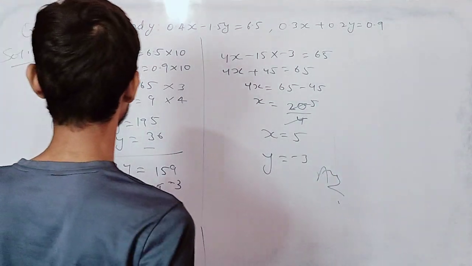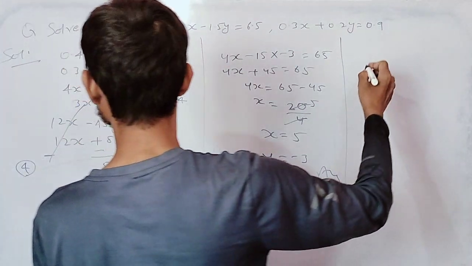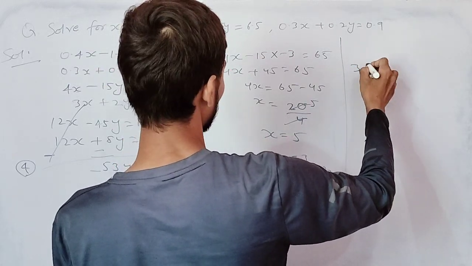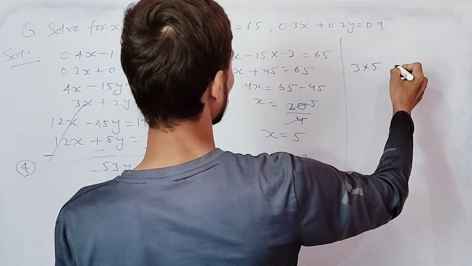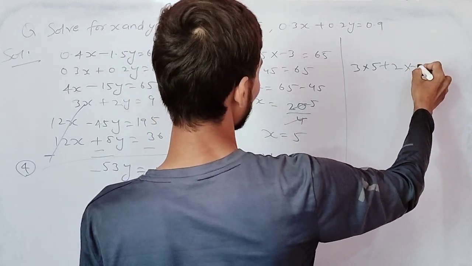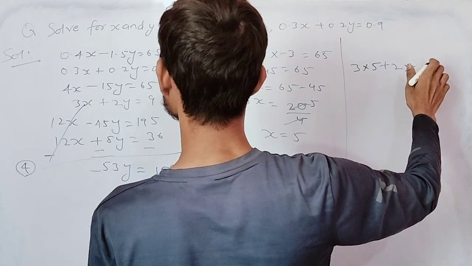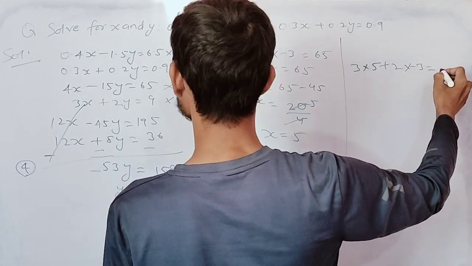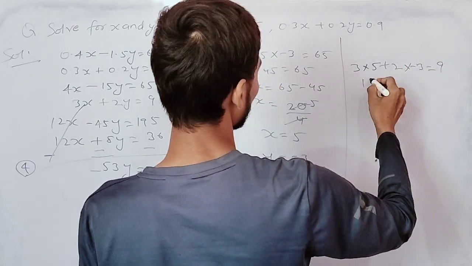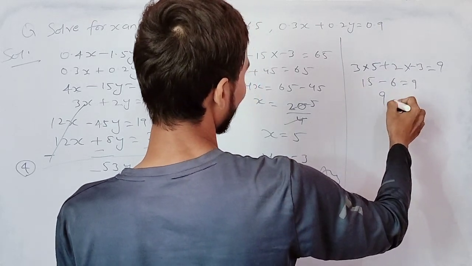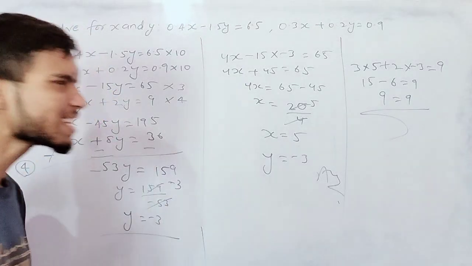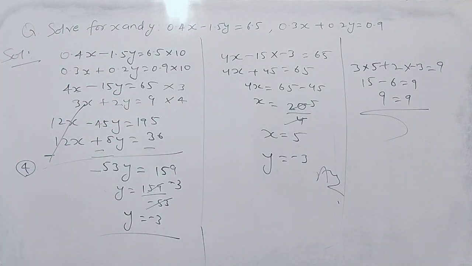Even you can check. I would like to show you: 3 multiplied by 5 plus 2 multiplied by minus 3, 15 minus 6 is equal to 9. So yeah, 9 is equal to 9. So yes, our answer is correct.